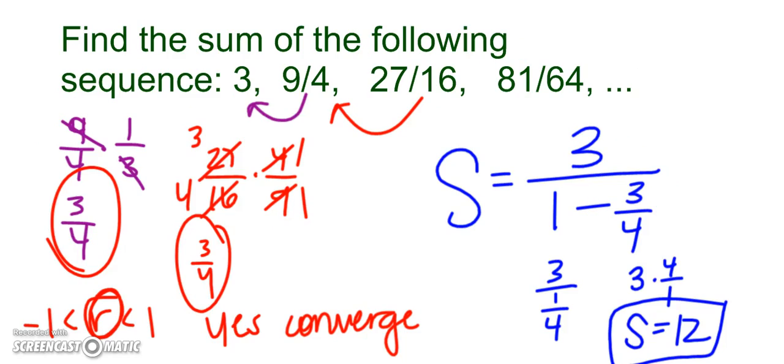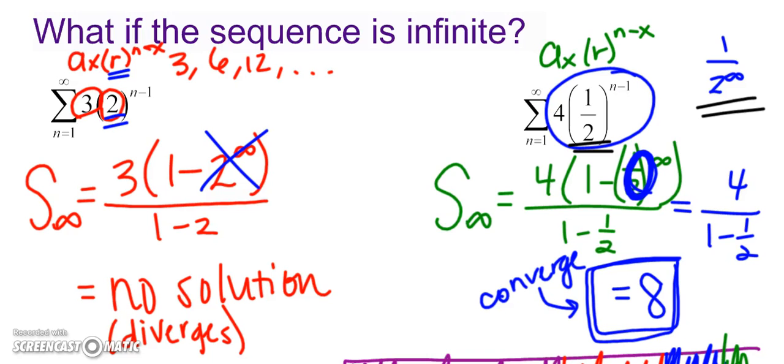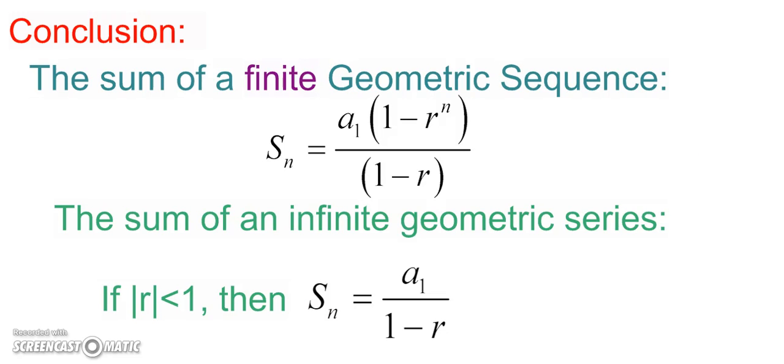Just to clarify again, if r is between -1 and 1, then you can sum an infinite series. But if r is not between -1 and 1, you cannot, and it is called a diverging summation. But you don't need to worry about that word until calculus a little bit later.